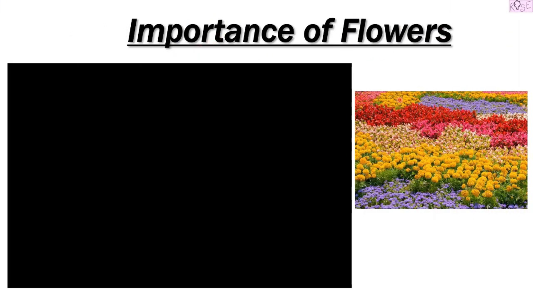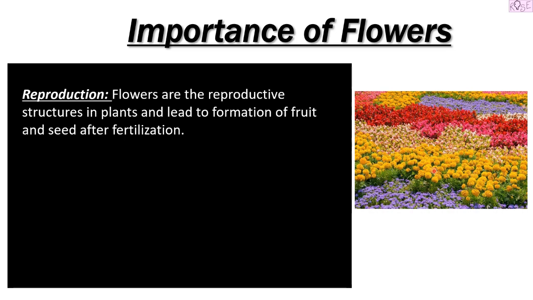importance of flowers. So these are very beautiful flowers. Flowers are very important to plants, and why are they? Let's see that. First importance is reproduction. Flowers are the reproductive structures in plant and lead to formation of fruit and seed after fertilization. So fertilization is a process of making seed, and how we get fruit? Fruits we get from flowers. Flowers are turned into fruits, and they are important for the reproduction of plant.